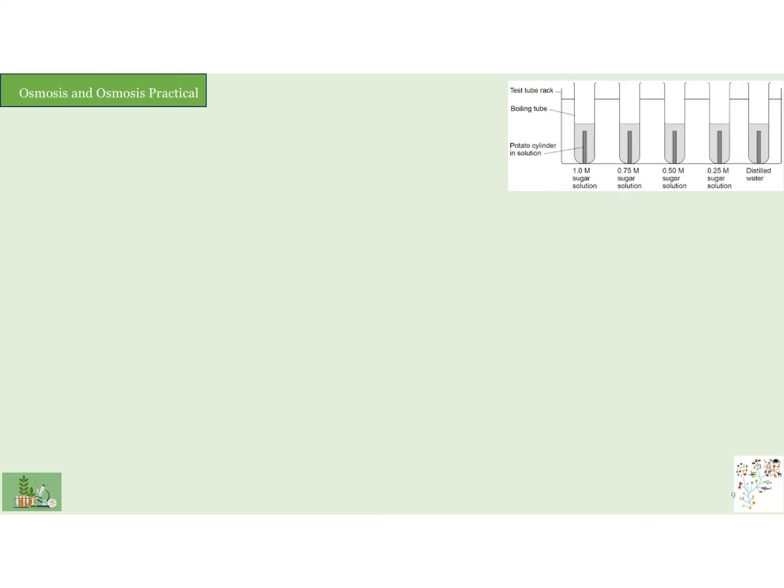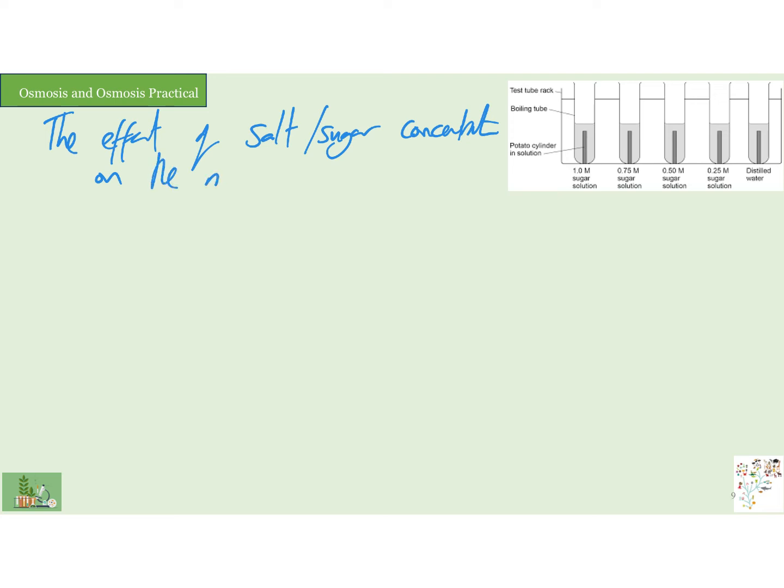A key thing they often talk to you about then is the practical, which is the osmosis practical, which is the effect of a sugar or salt concentration on the mass of plant tissue. So if we first of all talk about the title, it's the effect of salt or sugar concentration on the mass of plant tissue.